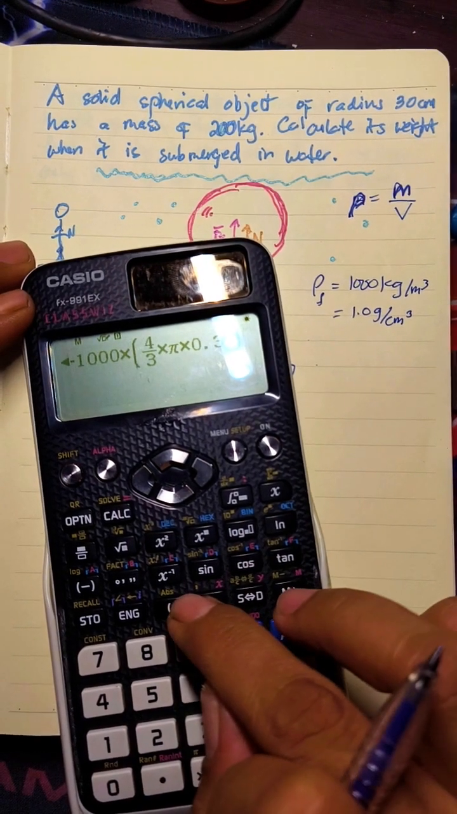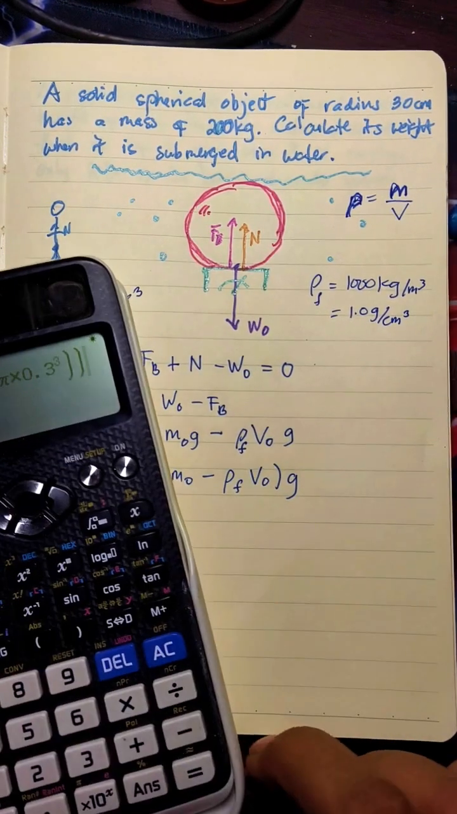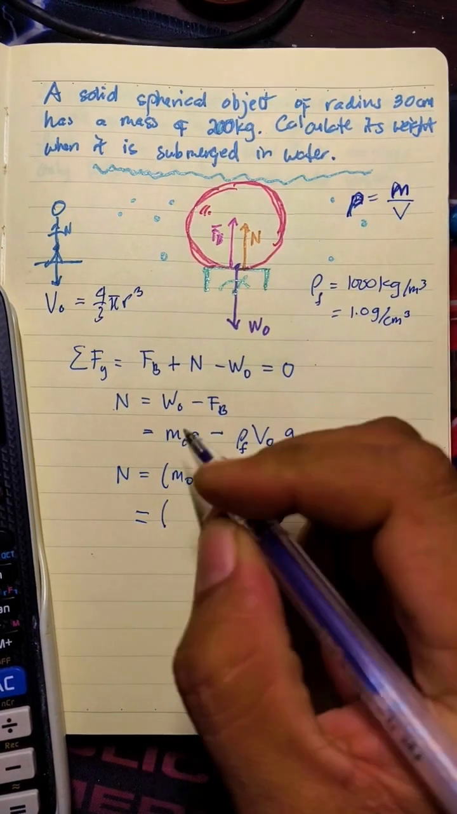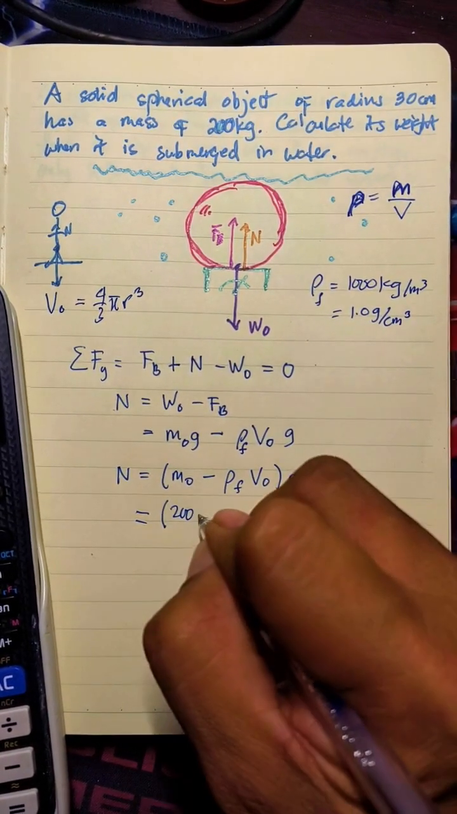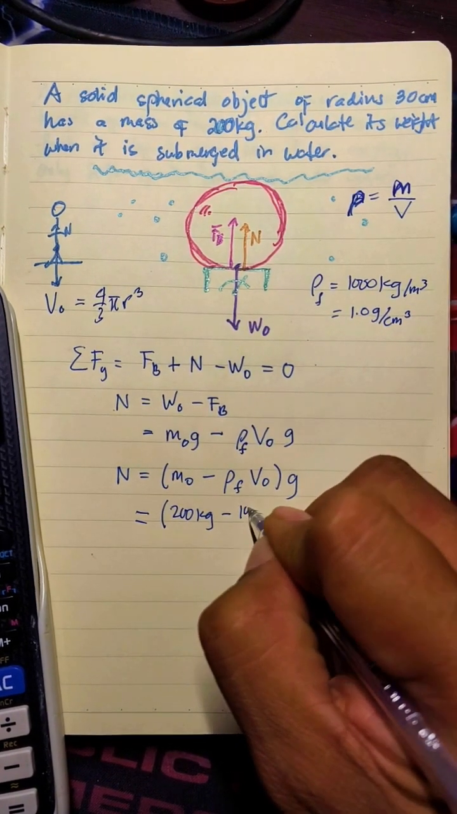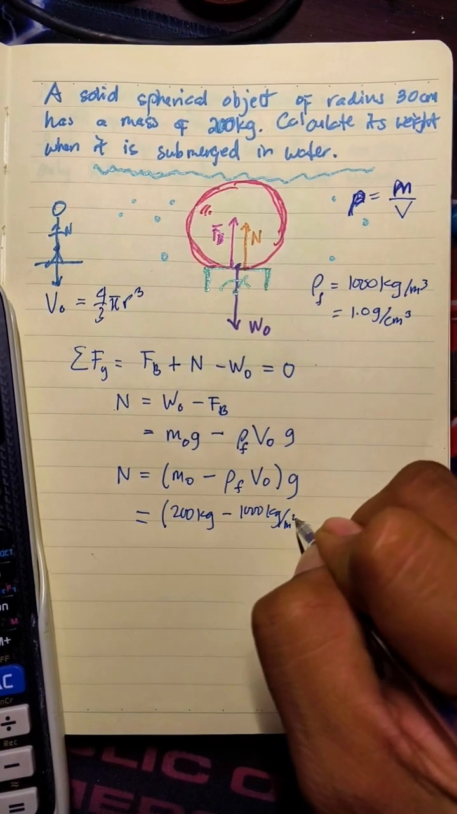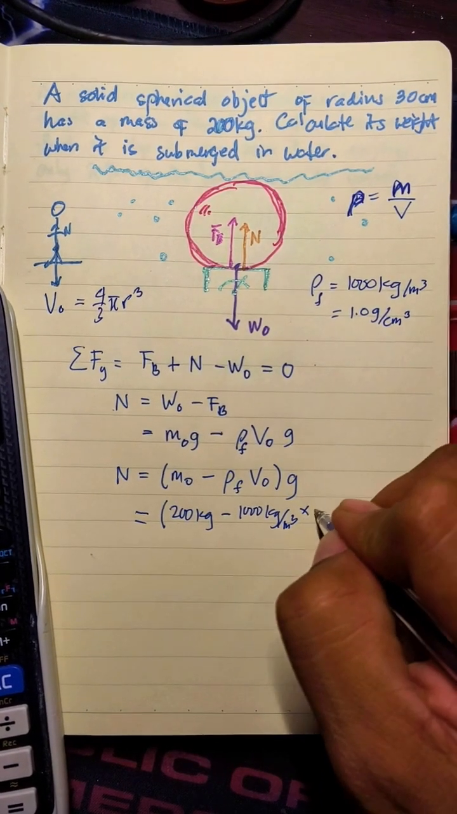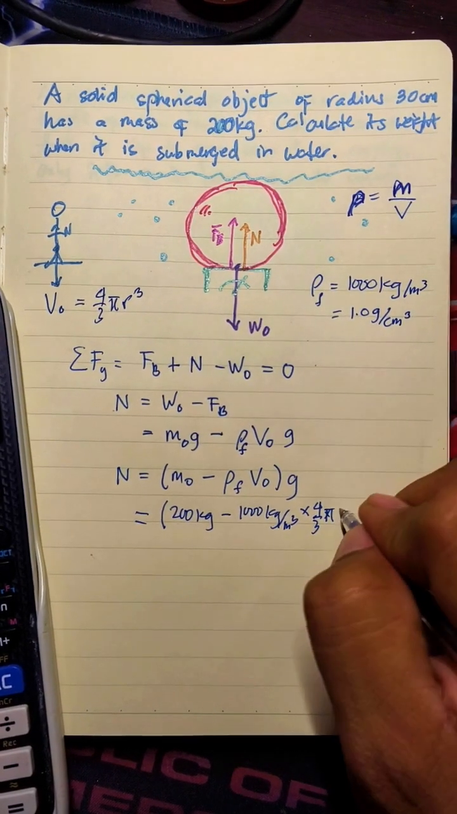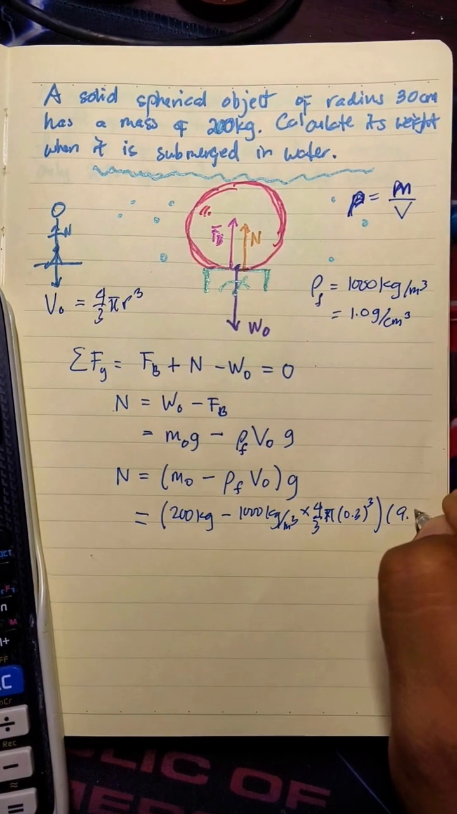Okay, so that would now be this whole parenthesis here. Okay, so I'll write it clearly. That would be 200 kilograms minus the density of the fluid, which is 1000 kilogram per cubic meter, times 4/3 times pi times 0.3 cubed, okay, times 9.8.